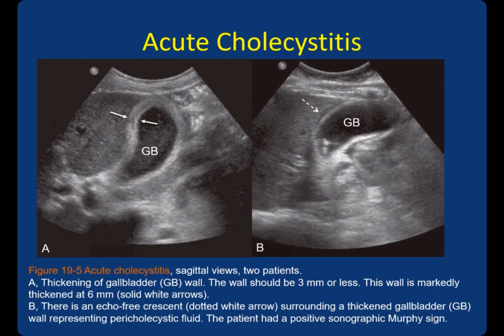In these two patients, in patient A, look at the thickening of the gallbladder wall. The wall should be 3 millimeters or less. This wall is markedly thickened at 6 millimeters. And in patient B, there is an echo-free crescent surrounding a thickened gallbladder. Here is the area of echo-free crescent surrounding the thickened gallbladder wall, representing pericholecystic fluid. The patient had a positive sonographic Murphy sign.